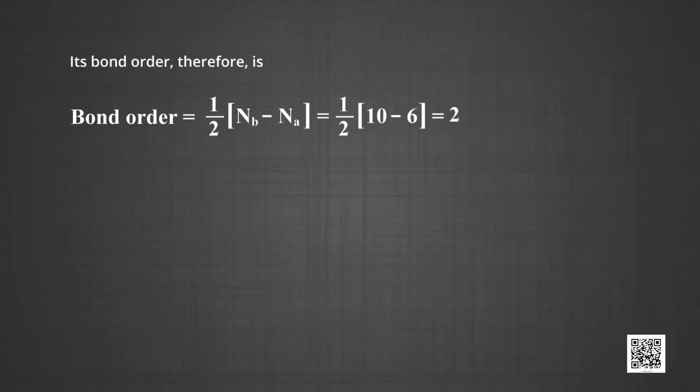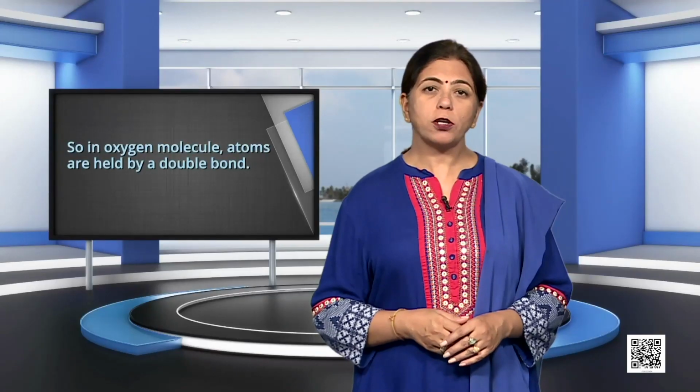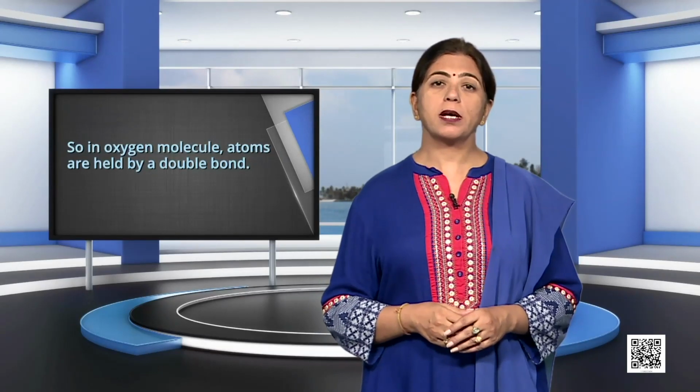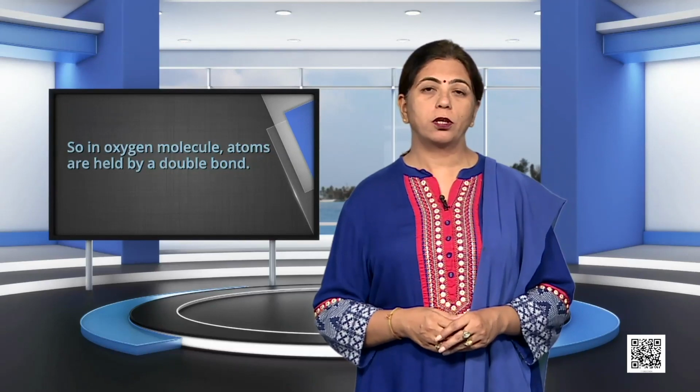From the electronic configuration of the O2 molecule, it is clear that 10 electrons are present in bonding molecular orbitals and 6 electrons are present in antibonding molecular orbitals. So, its bond order is 2. So, in the oxygen molecule, the atoms are held by a double bond.